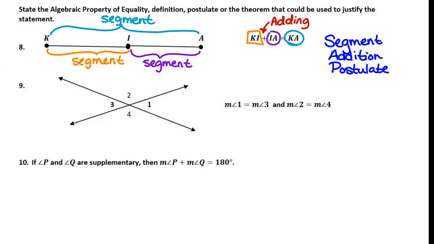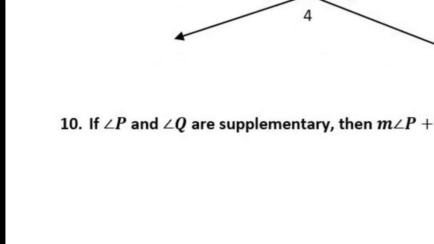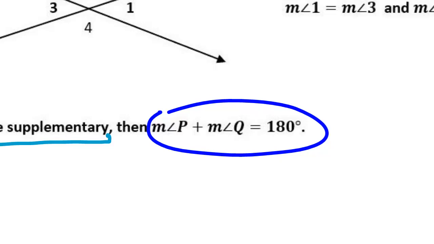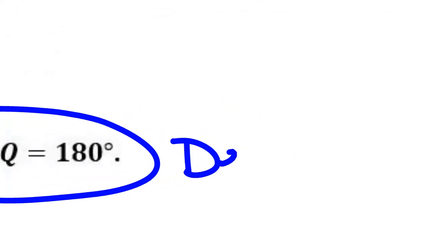What else would you guys like to see from the review? You said number 10? Absolutely. It says angles P and Q are supplementary. There's my if. So we're starting here. If I know that P and Q are supplementary, why would I be allowed to write an equation where they add up and equal 180? Definition of supplementary angles. That's what supplementary angles means. It means they add up to 180 degrees.